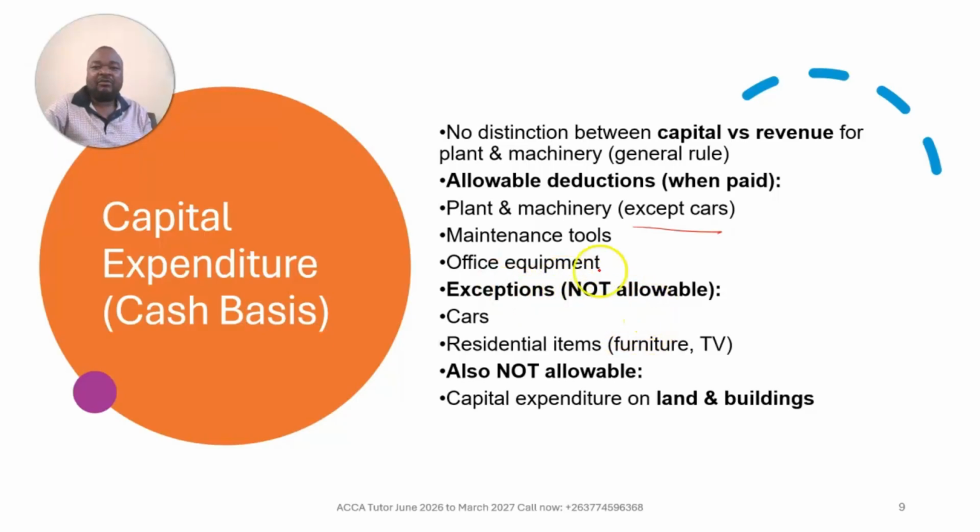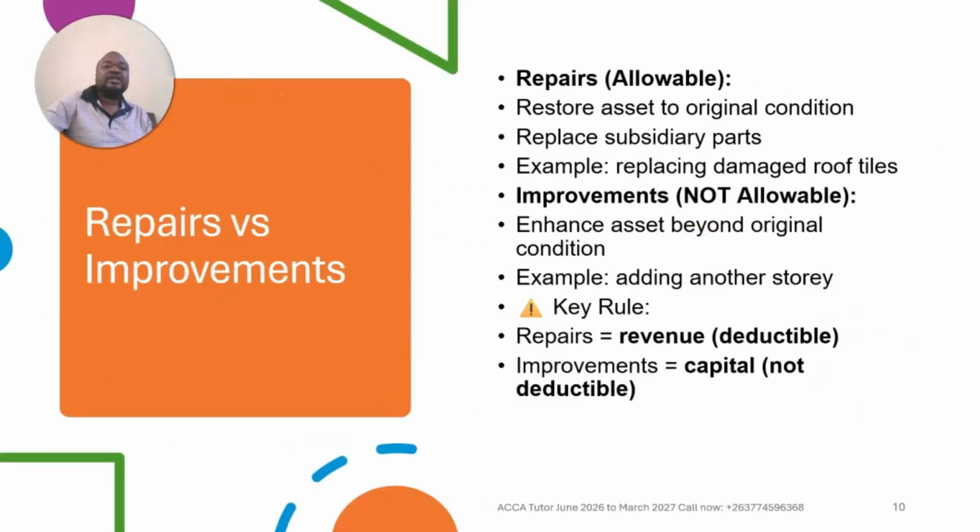The exceptions now, which ones? Those which are not allowed. The cost of the car itself is not going to be allowable. Residential items, furniture, TV are not allowed. Also not allowable is the capital expenditure on land and buildings. This one is also not allowable. Repairs and maintenance: repairs are allowable.